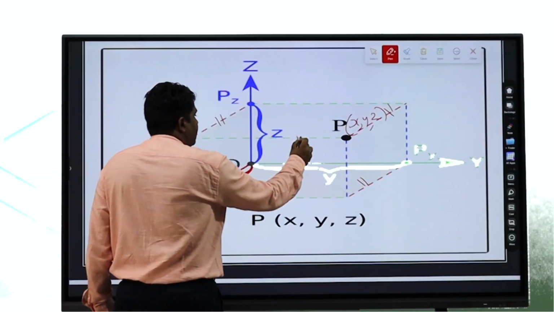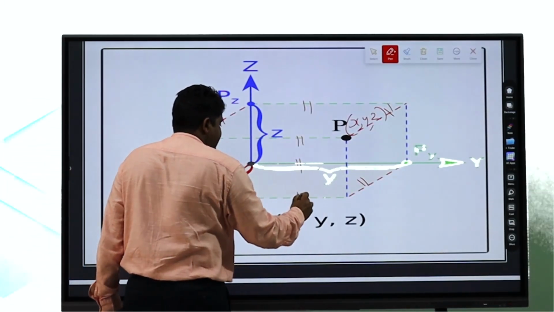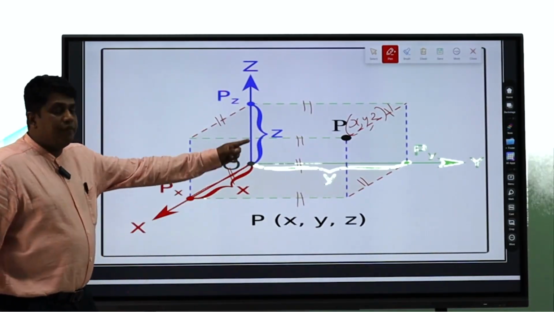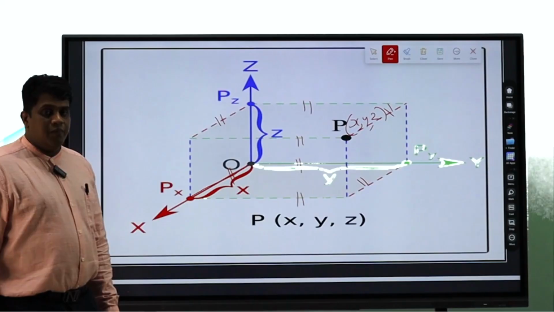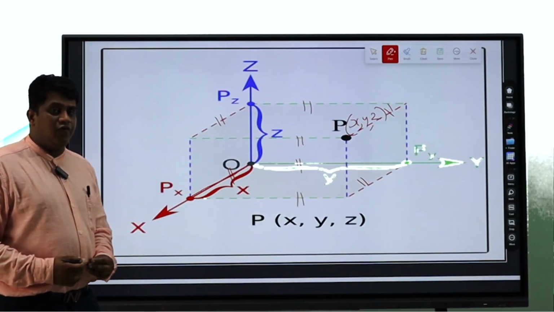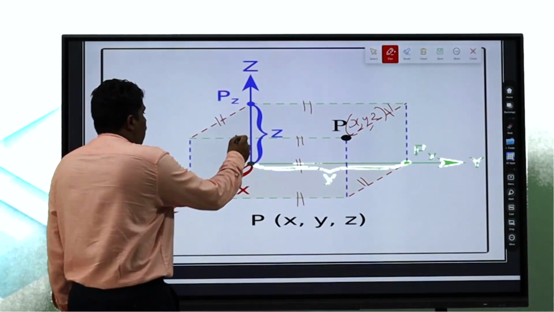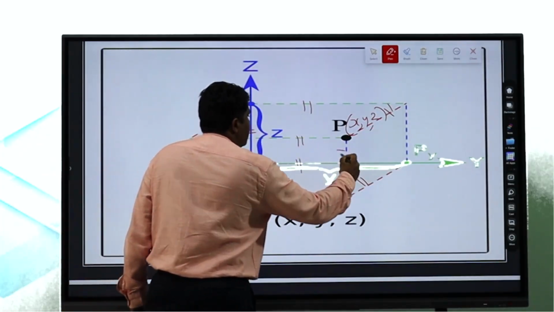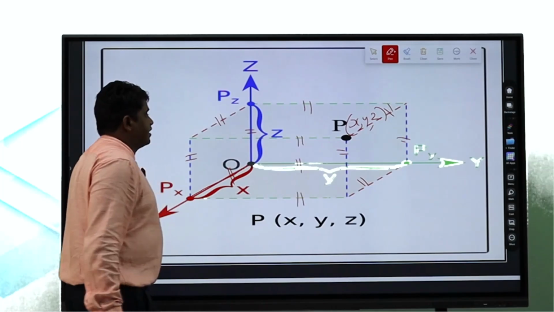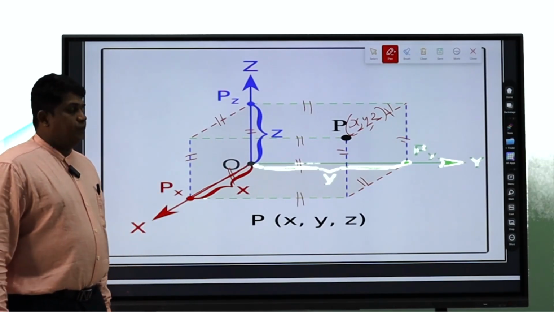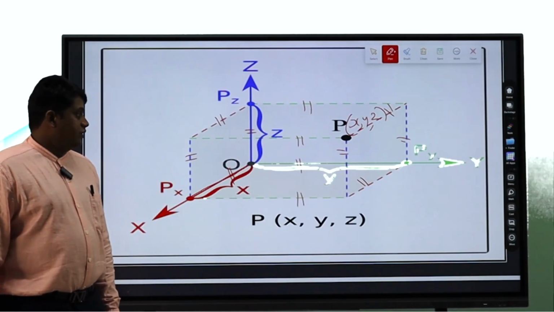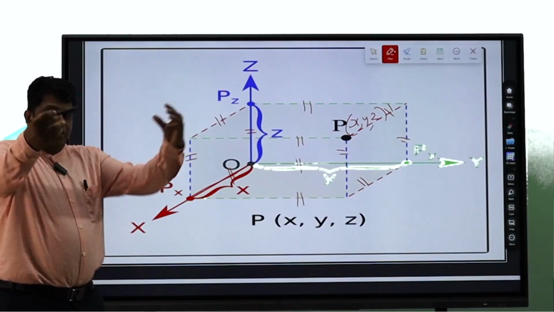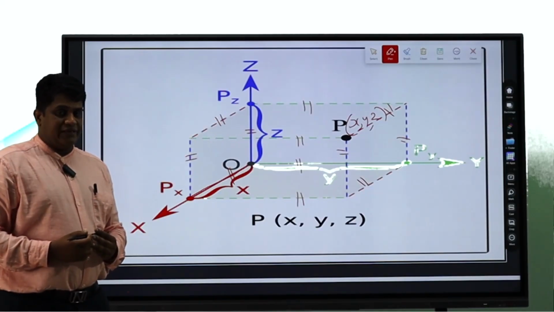Similarly, all green lines are equal, which is the y coordinate of the point P. Why are they equal? Because they are the equal edges of the cuboid. Similarly, all the lines of the third color are equal and give the z coordinate of the point P. This is how we can express a point, and locate a point in space.